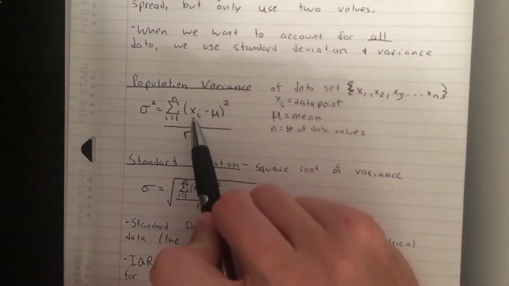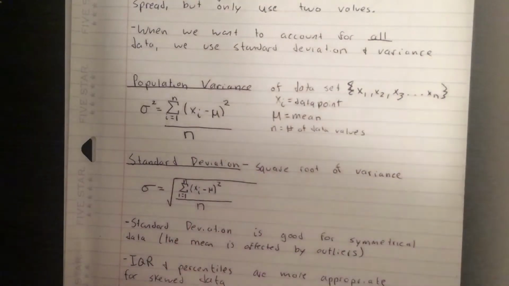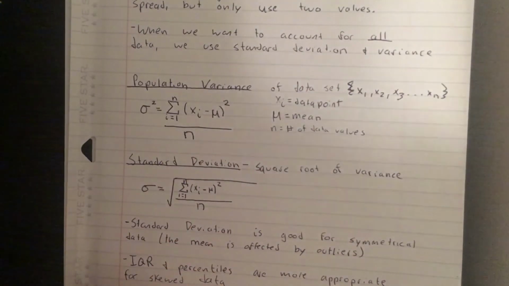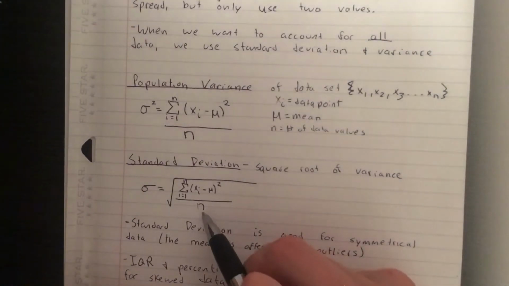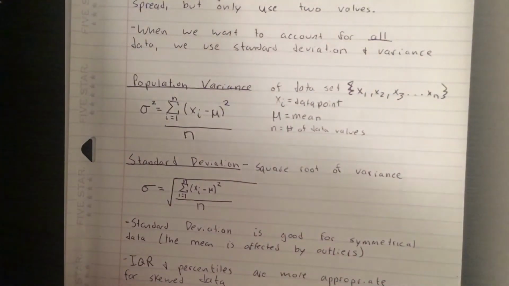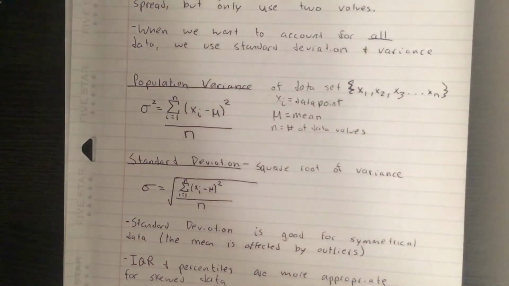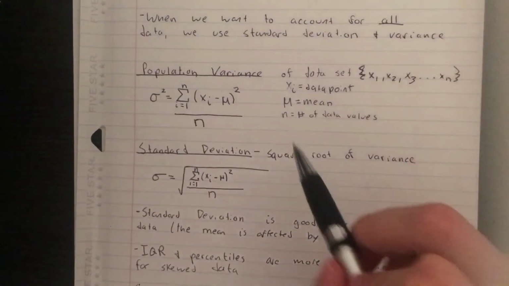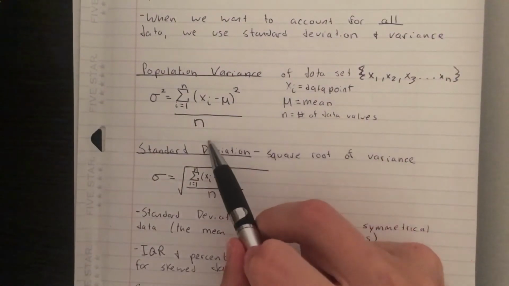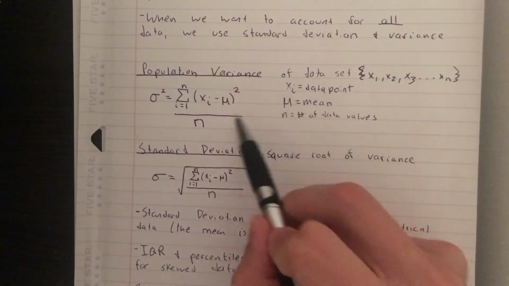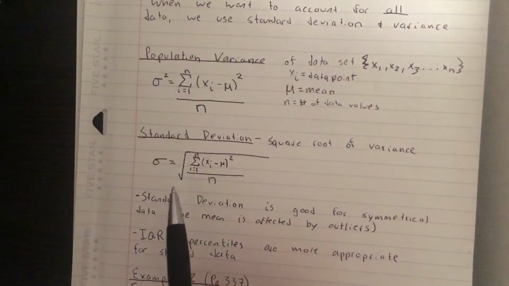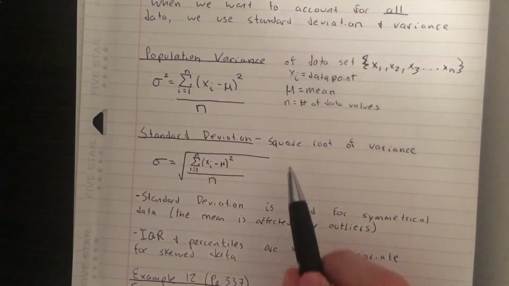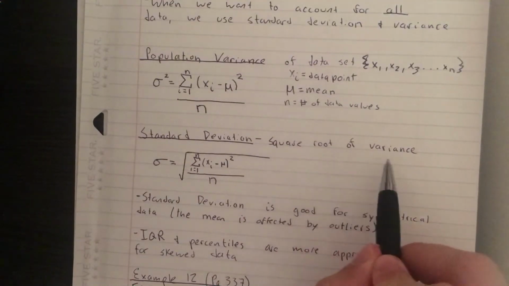So we're going to do data point minus the mean for every single one. We're going to square it, and then we're going to divide it by the amount of occurrences that there are, and then we're going to take the square root of that. Now, for standard deviation, n right here is the number of values. Mu here is the mean. But for standard deviation here, it is simply the square root of variance.